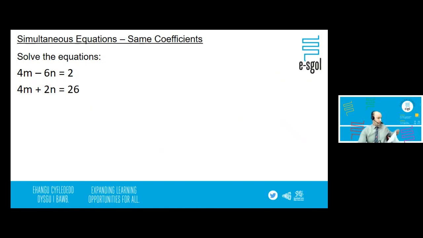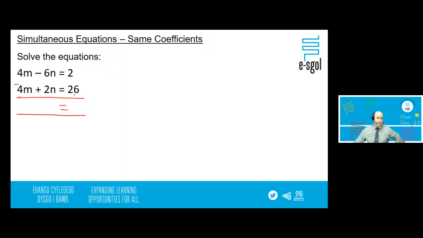So what we're going to do with this question, because the coefficients of m are the same, is try and eliminate the m terms. So all of this becomes a big takeaway. And the reason it's a takeaway is because the signs are the same. Now, you may say that's a minus 6 and that's a plus 2. The signs are different, okay? But we're actually looking at the signs in front of the terms we're getting rid of. So that's a plus 4m and a plus 4m. So that's why we take away.